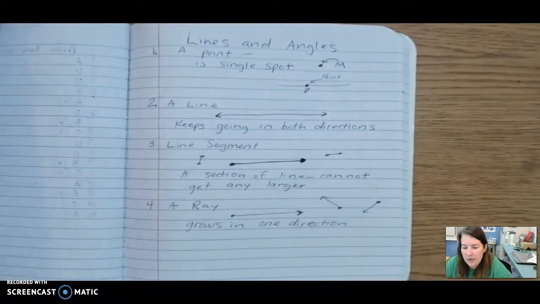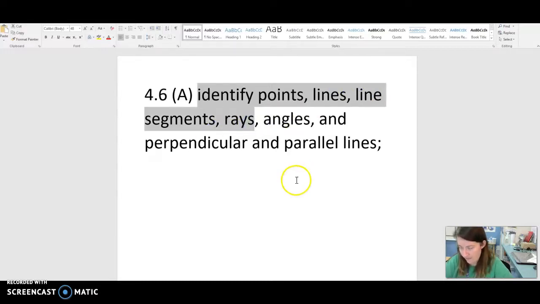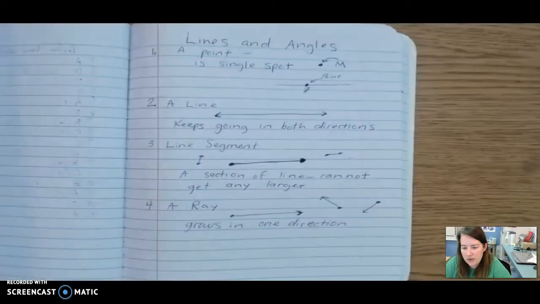Now our TEK, if we look at it, let's see what we've covered so far. So we identified a point, we did lines, we did line segments, and we did rays. The last thing we're going to identify today are the three different types of angles. Now you probably studied a little bit the three types of angles in third grade, so let's review just real quickly the three different types of angles.